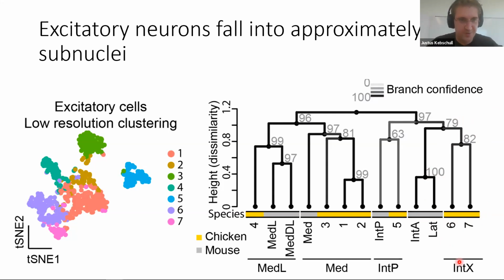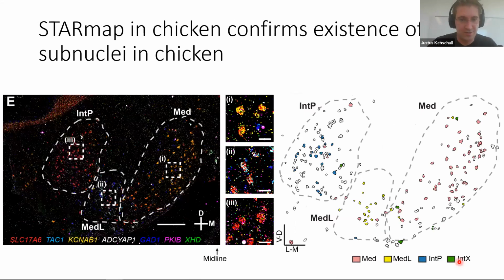Well, this is inferred from just single-nucleus sequencing data. To check that these are actually physically separate structures, we did in situ sequencing in the chicken, and here's a sample coronal section. We find that the medial, lateral medial, INT-P, and int-X regions are actually physically separated structures within the cerebellar nuclei of the chicken. So we do have 4 cerebellar subnuclei in the chicken.